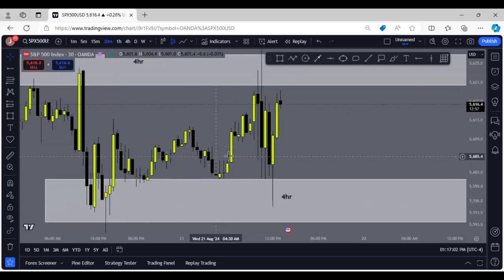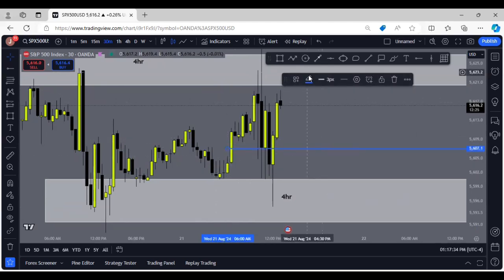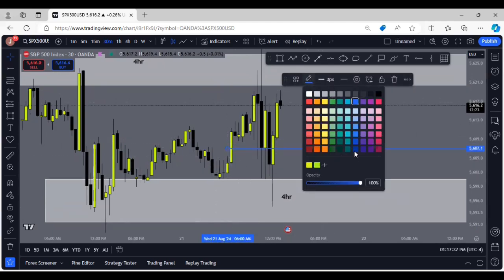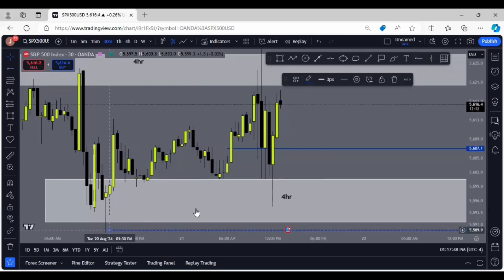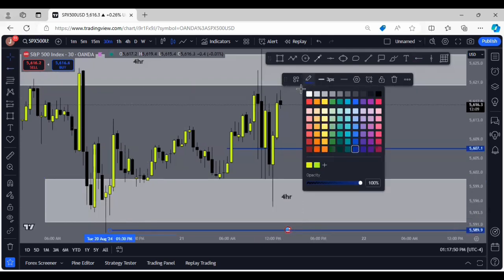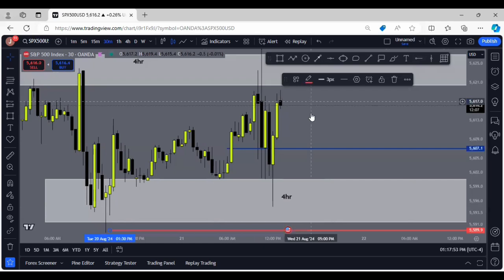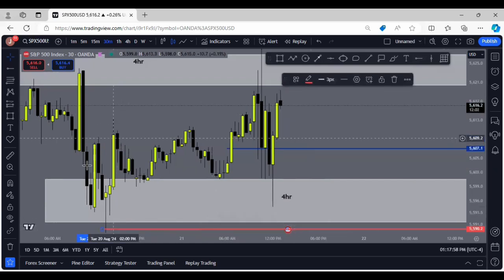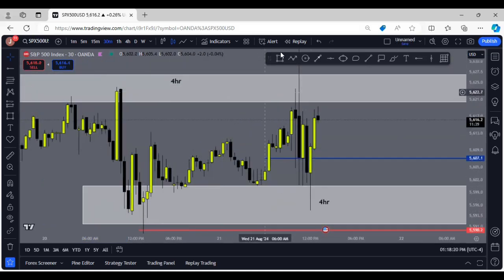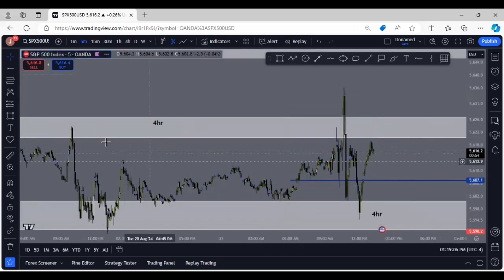My entry was around here somewhere. My entry was here in this zone somewhere, right? And why did I do that? Because I saw that down here there was liquidity that got swept. So I was like, okay, remember, liquidity gets swept and then ultimately it starts buying to fill in this gap. I saw this gap from a mile away.